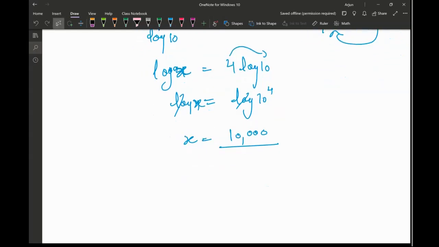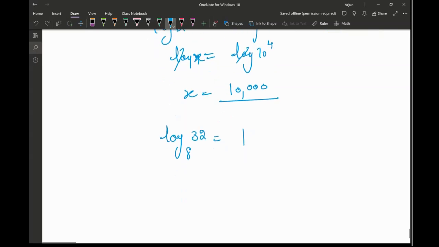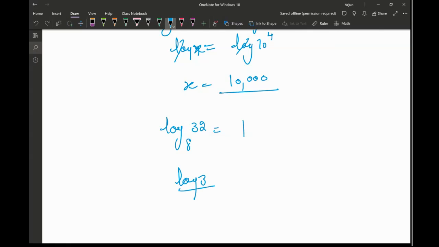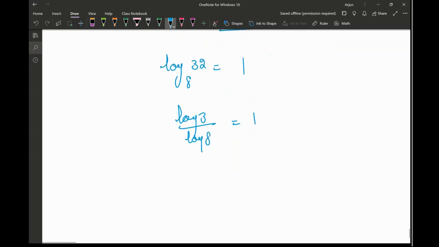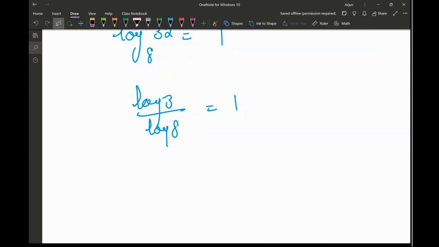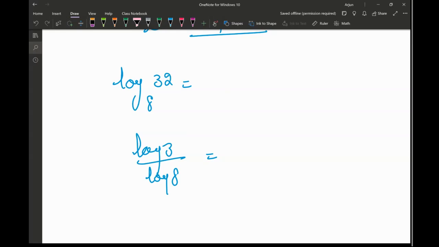And let's look into a similar question like this one. So if the question is log of 32 to the base 8 equal to x, I can write it as log of 32 divided by log of 8 equal to x. The whole idea, if you see in these questions, is that this should be x, not 1. The question says this is x and find the value of x.